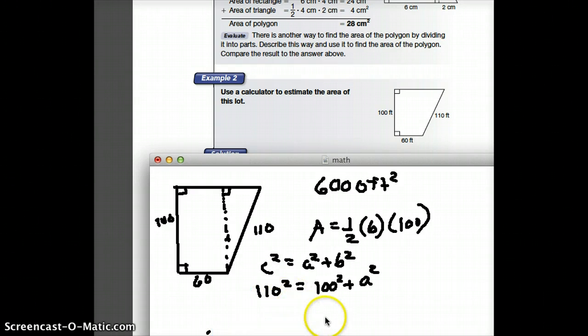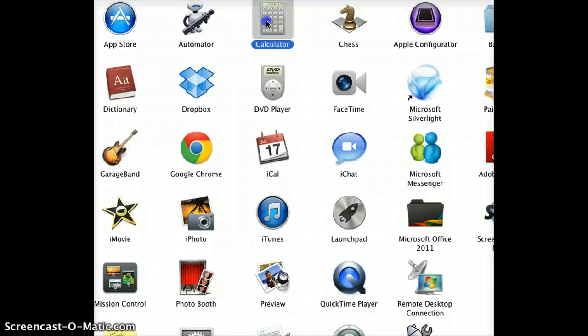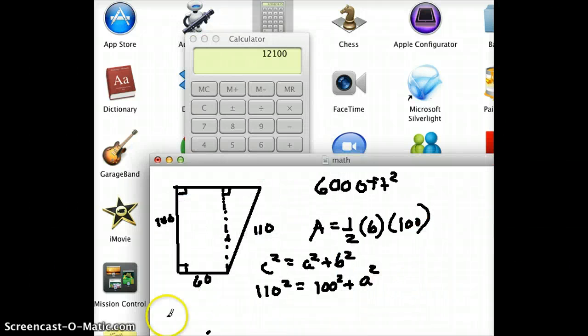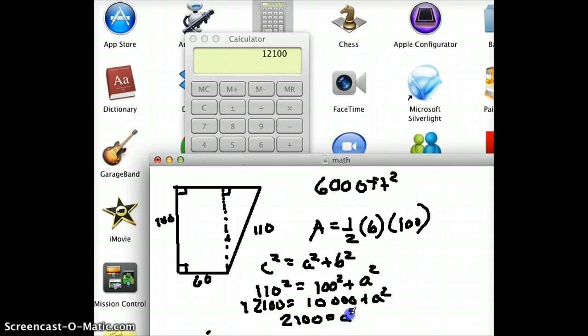Okay, so let's go ahead and do this. 110 squared, let's use our calculator here. 110 times 110 is equal to 12,100. 100 times 100 is 10,000 plus a squared. Go ahead and subtract that, so that would be 2,100 is equal to a squared.